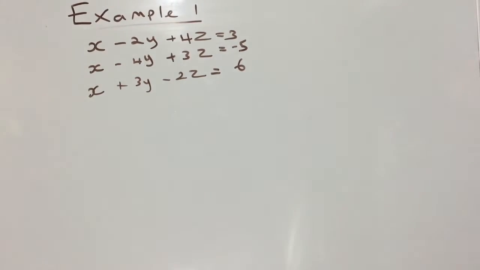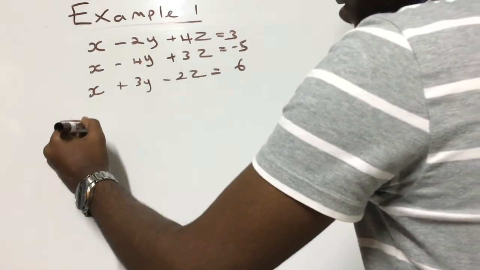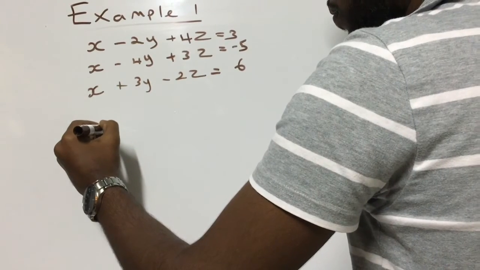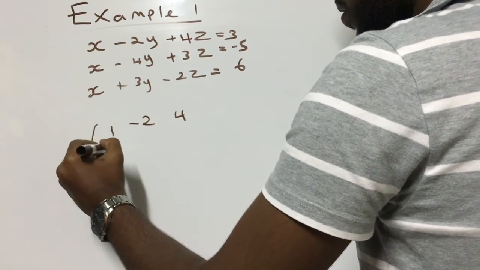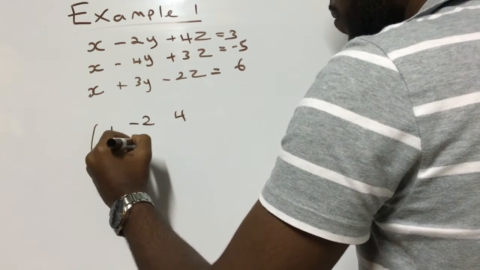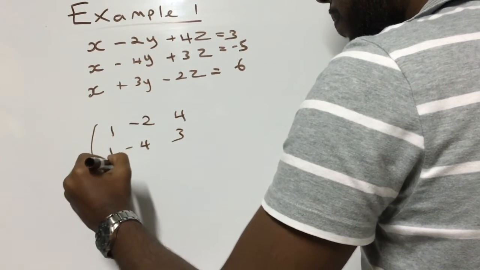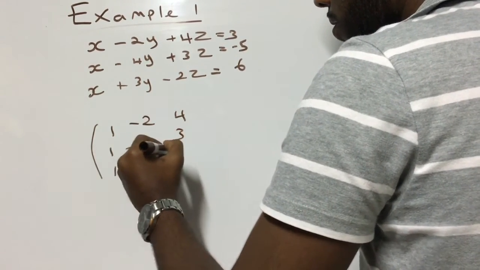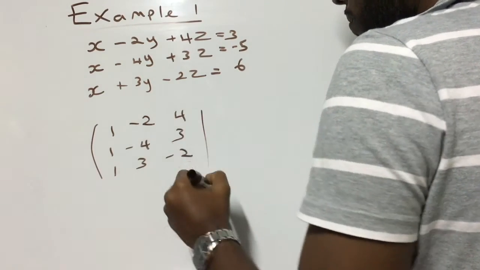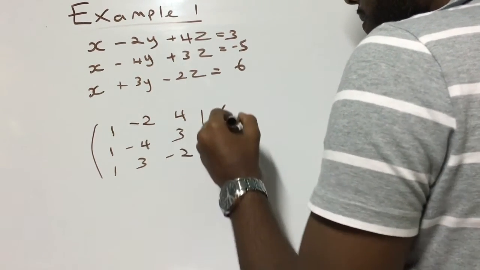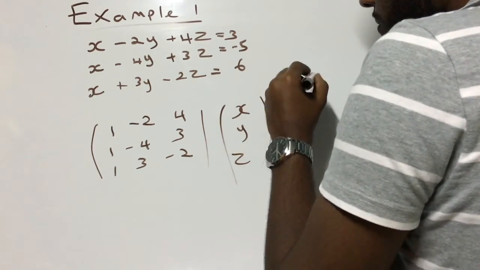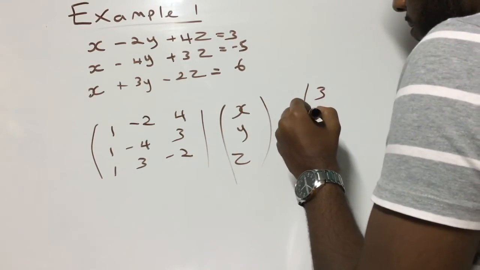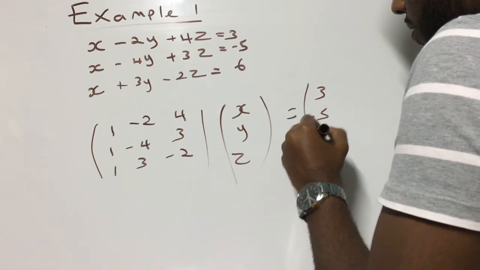So we have this example here. You're going to follow the same steps. First step, put it in matrix form: 1, minus 2, 4, 1, minus 4, 3, 1, 3, minus 2, right? x, y, and z is equal to 3, minus 5, 6.